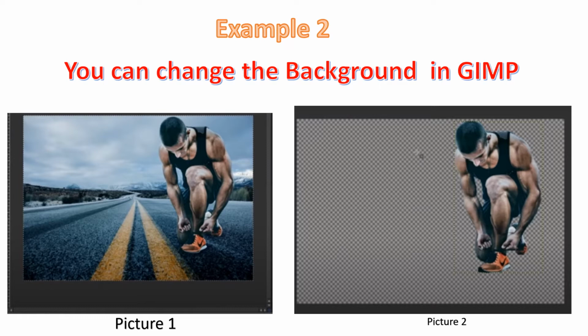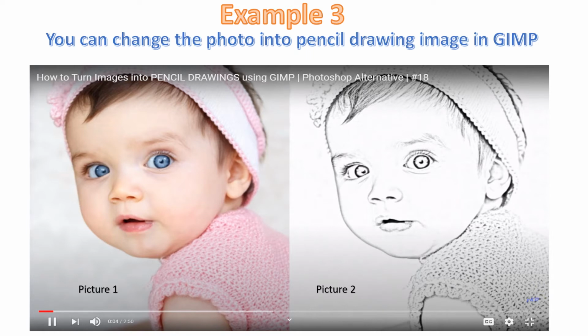This is the second example. Here in first picture you can see the road background, no? In second picture I removed that background and I changed another background. This pattern is available in GIMP. Using the patterns you can change this background. Not only changing background or background color in GIMP, you can even change the photo into pencil drawing. In picture 1 you can see the baby picture. In picture 2 you can see the pencil art of that baby.